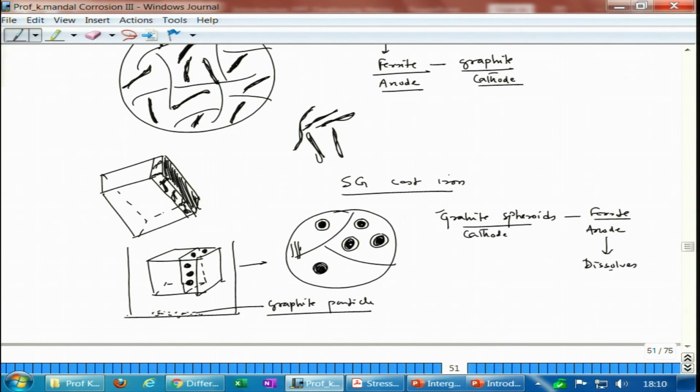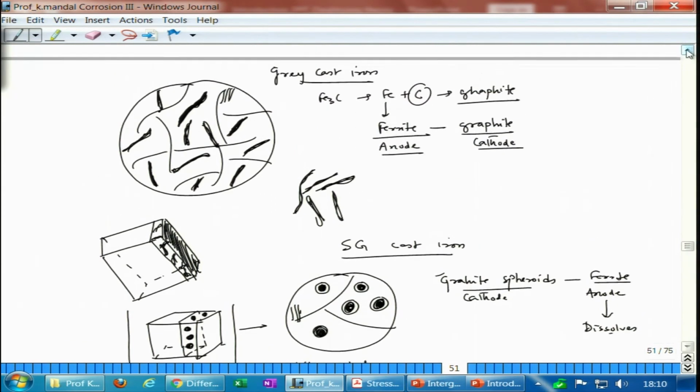So, it is very easy for them to fall off, unlike in grey cast iron, where the graphites are flaky and therefore interconnected. So, they do not leave the surface. But mechanism wise, both are the same. So, this is one particular corrosion mode which we will call graphitic corrosion.